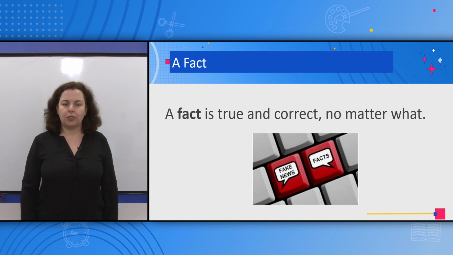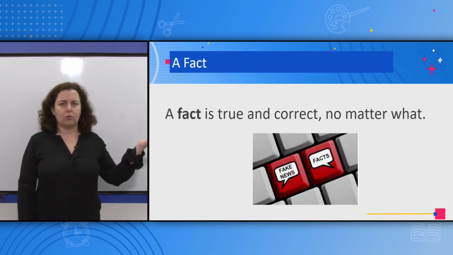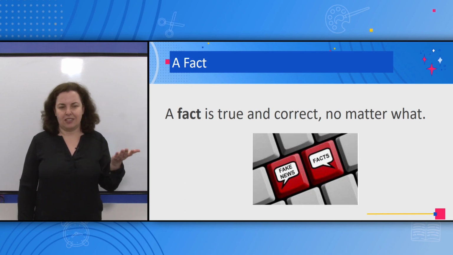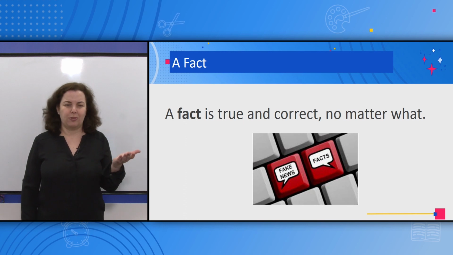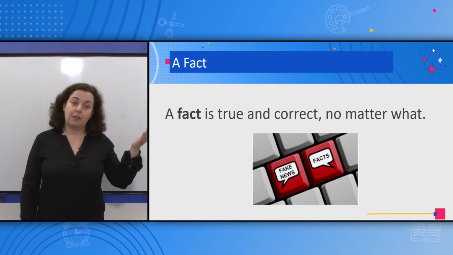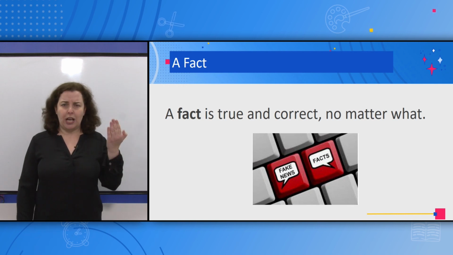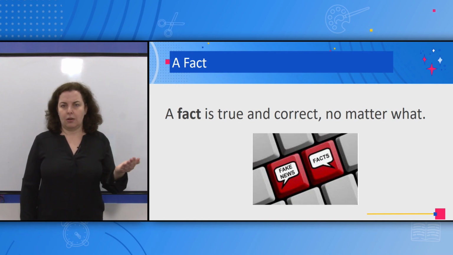You see the picture I put here? Sometimes you see fake news on TV or in the newspaper. People write nonsense. It's not correct news. It's called fake news. Fake news is the opposite of facts. Facts are a true and correct matter.